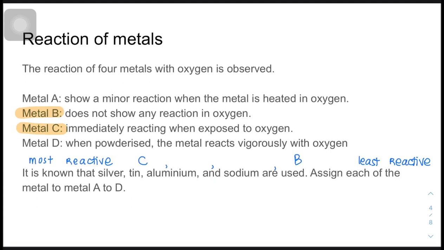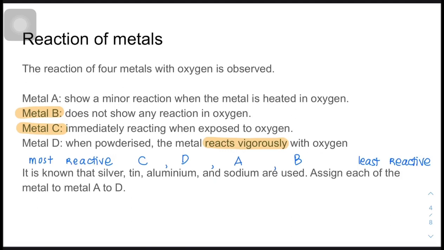Metal A, there's a minor reaction. Metal D, there's a vigorous reaction, but it needs to be powdered. So we know that both metals are less reactive than metal C, but more reactive than metal B. Which one is which? The keyword here is that metal D is still able to perform a vigorous reaction, while metal A only shows a minor reaction. Therefore, C, D, A, and B.